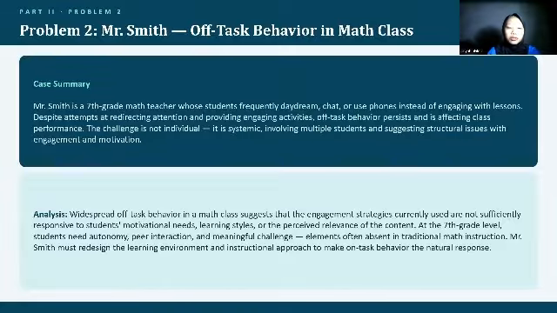Analysis. The persistence of off-task behavior in math class suggests the engagement strategies currently used are not sufficiently responsive to student motivational needs, learning style, and the perceived relevance of the content. At the 7th grade level, students need autonomy, peer interaction, and meaningful challenge, elements often absent in traditional math instruction. Mr. Smith must redesign the learning environment and instructional approach to make on-task behavior the natural response.